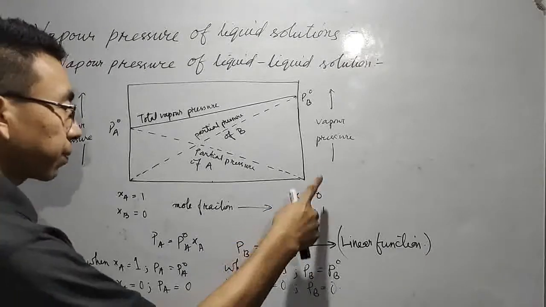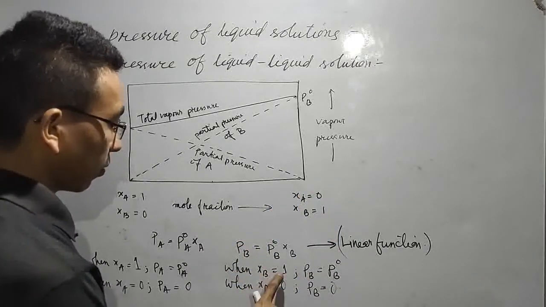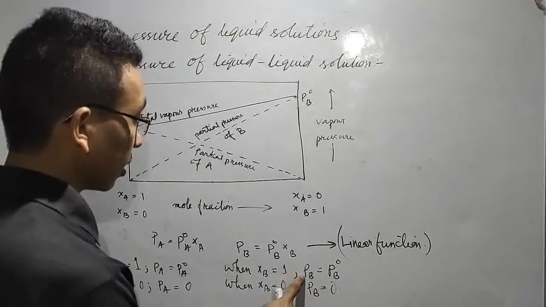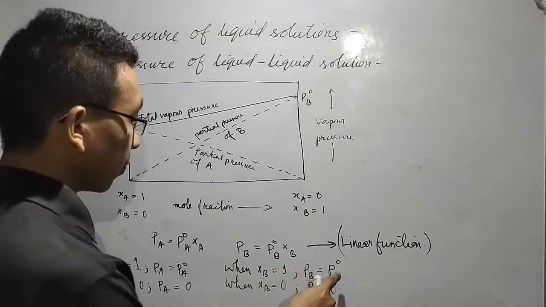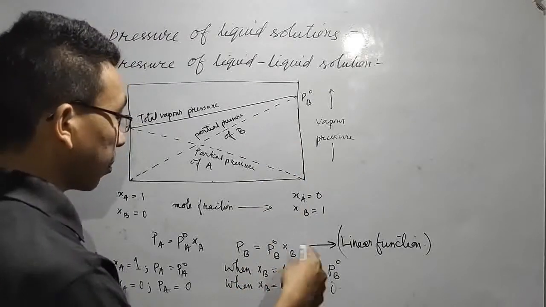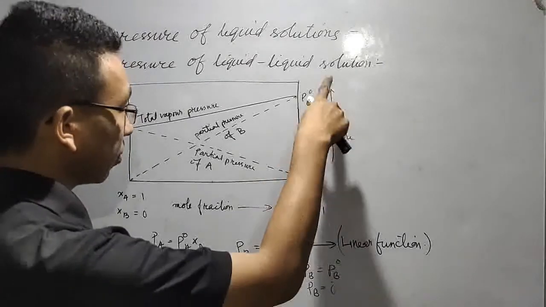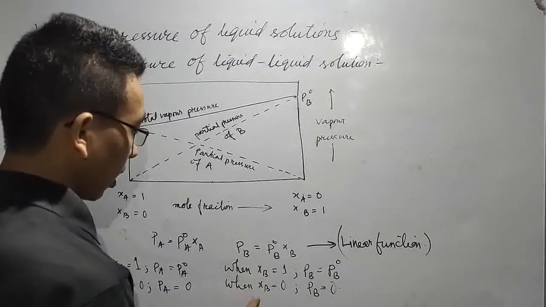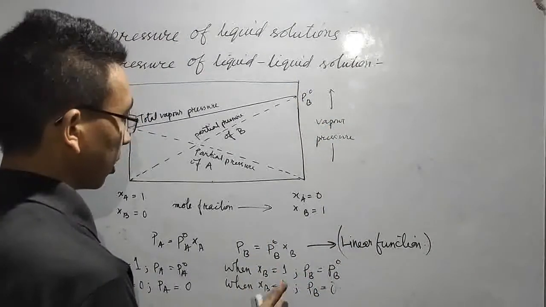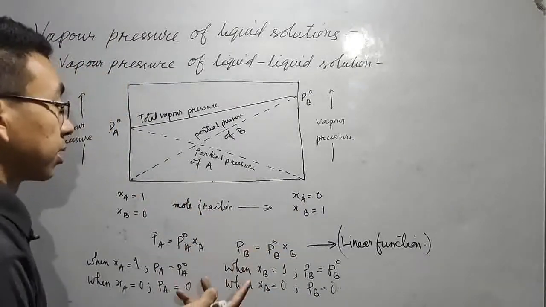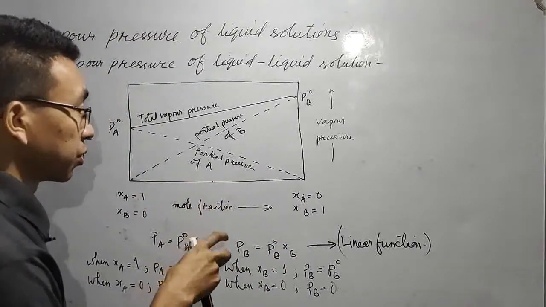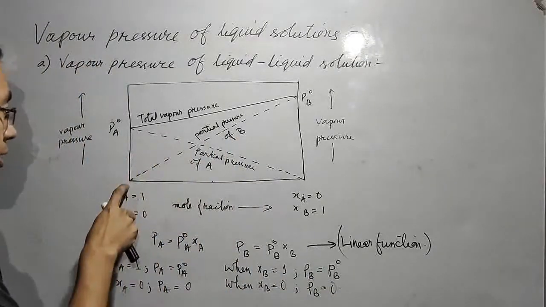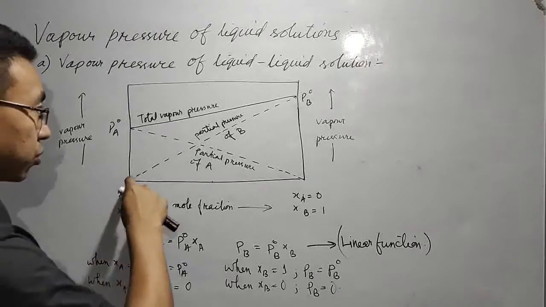You see here, when x of B is 1, that is, when only component B is present in the solution, the partial pressure is equal to the vapor pressure of the pure component B. So we get a point here. And when x of B is equal to 0, that means component B is absent and only component A is present in the solution. That time we will get P of B equals 0. So this is a point. We join these two points.